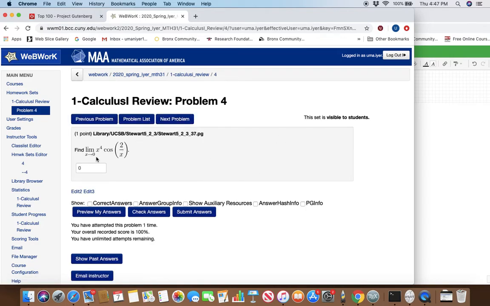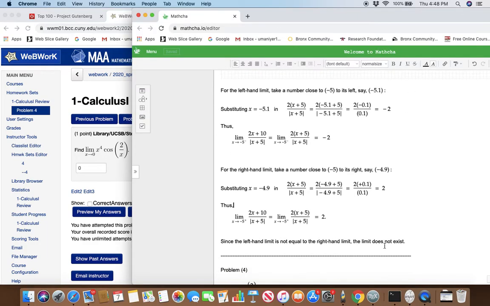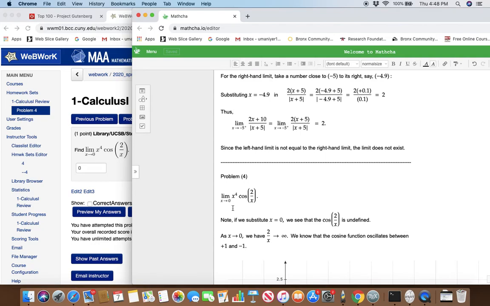Limit x approaching 0, x to the 4 cosine 2 over x. So this is a rather complicated looking function. Let's understand what's happening here. x to the 4 cosine 2 over x. If I plug in x equals 0, this becomes undefined and this becomes 0. You see? So 2 over x, as x goes to 0, goes to some kind of infinity, positive or negative.